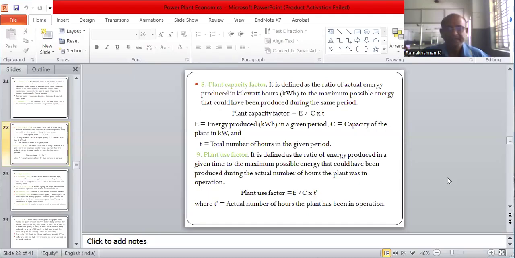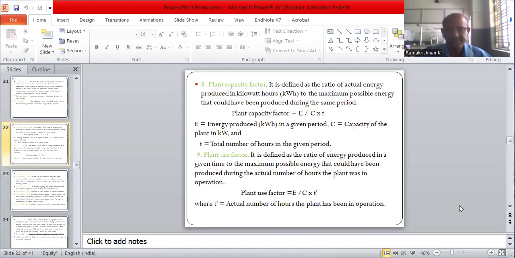Next, plant capacity factor. The term compares the energy generated by a power plant to the maximum possible energy that could have been generated by the power plant for a given period of time. It is given as the ratio of the energy generated in kilowatt hour, that is units, to the maximum possible energy that could have been generated during the same period.